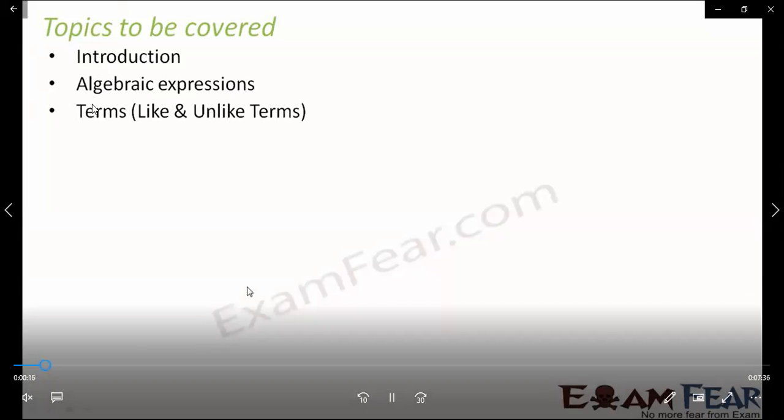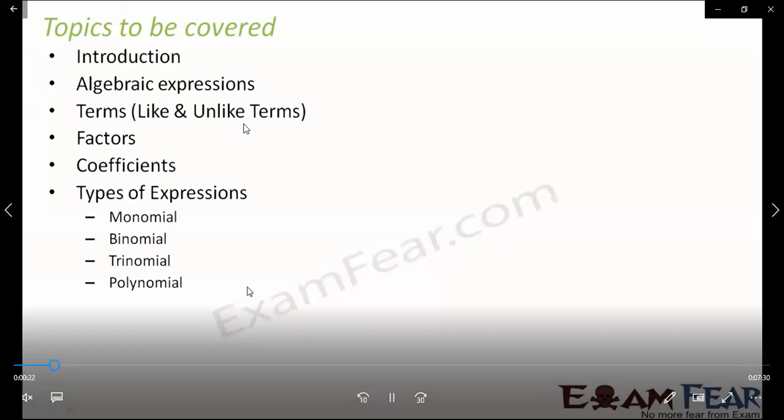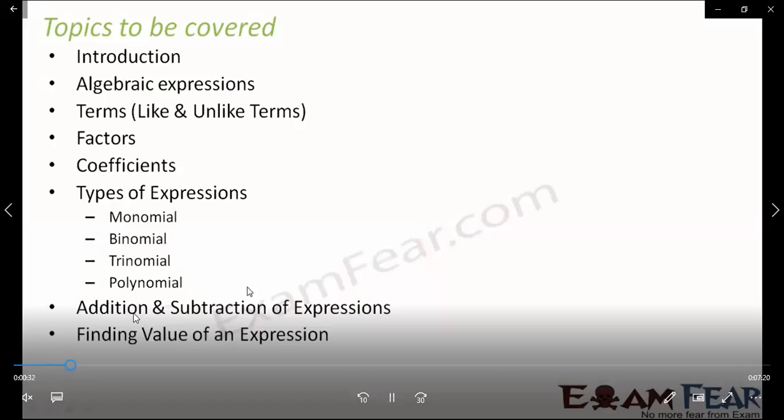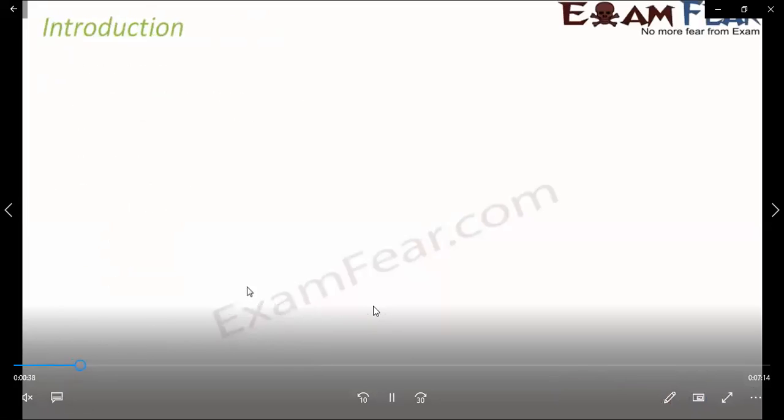We are going to make an introduction, then algebraic expressions, terms like and unlike terms, factors, coefficients, types of expressions: monomial, binomial, trinomial, polynomials, and then addition and subtraction of expressions, and finding the value of an expression. So let's start with the introduction.